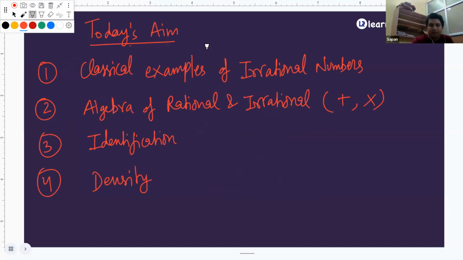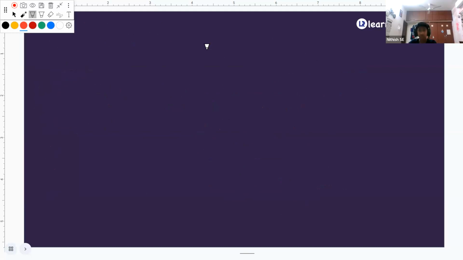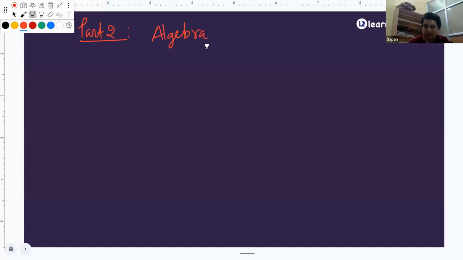Part 2 is algebra of rational and irrational numbers, particularly addition and multiplication. Is there a law or rules, like I can't add 3 by 4 and 6 by 3 because those two are not like terms? Is there any rule like that? We will come to it, and accordingly we will see.